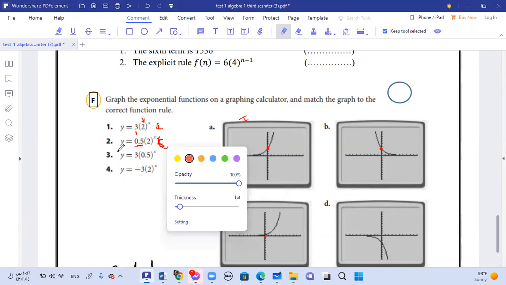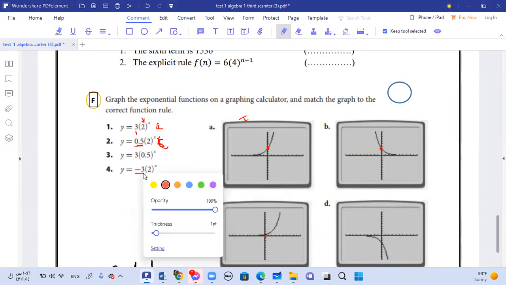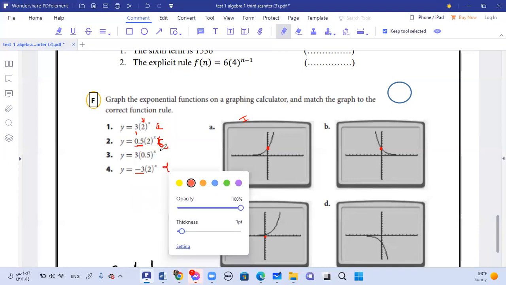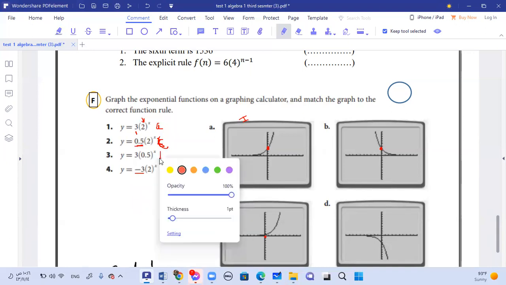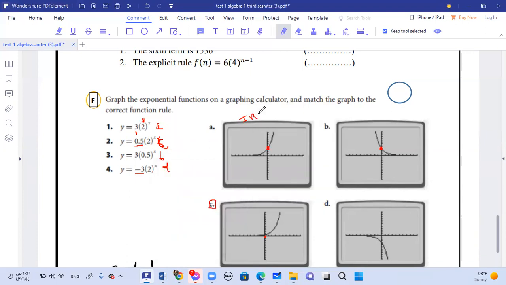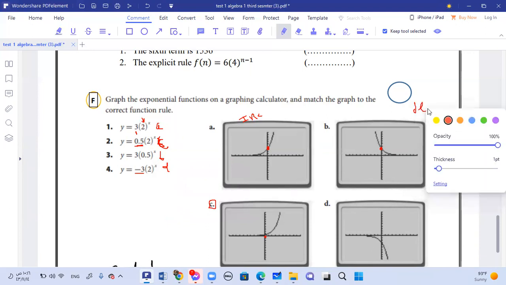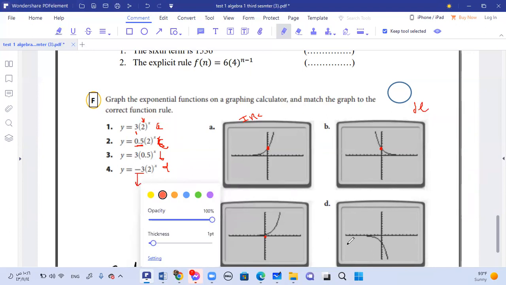Leave number 3 for now, don't get confused by it. Number 4 is the graph that intersects the y-axis at negative 3, 4. So D, and the last one is B. This graph intersects the axis, but this represents a decreasing function. So this one is increasing, and this one represents decreasing. Negative means the graph meets the y-axis at which negative point.